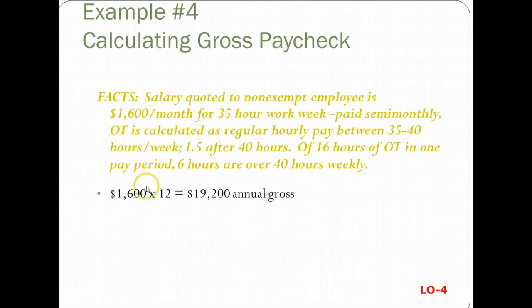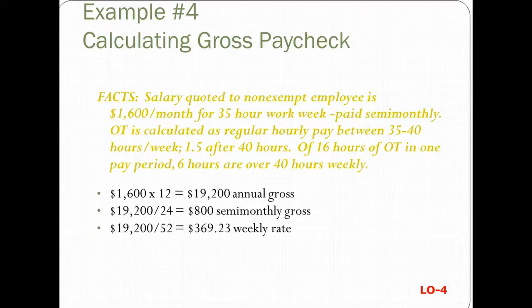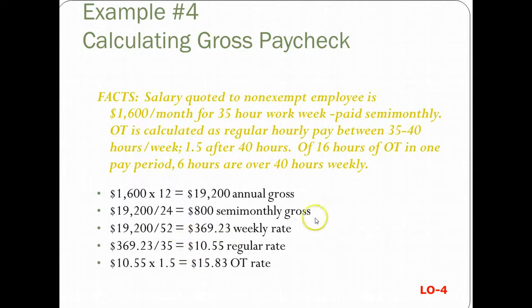So it's monthly, so times it by 12 to annualize it. Then you're going to divide it by 24 to get the semi-monthly gross. Then divide it by 52 to get the weekly rate, and divide that by 35 because that's what their salary is based on, 35 hours. So that's your regular rate. The overtime then is 1.5 times the regular rate.